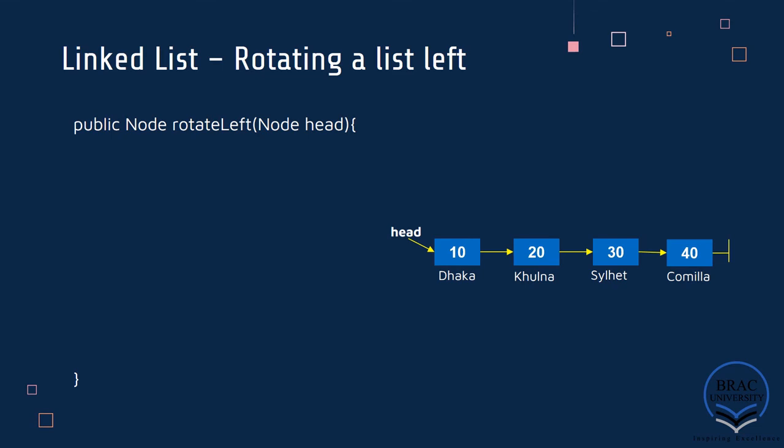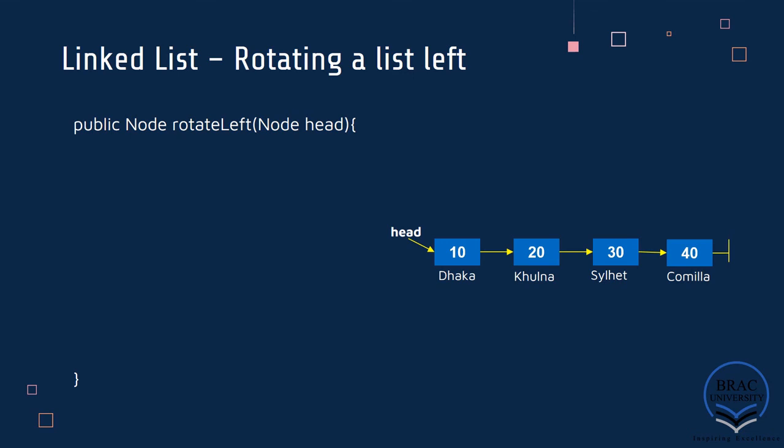I have this following list with 4 elements, 10, 20, 30 and 40, and its corresponding addresses Dhaka, Khulna, Sylhet and Kumilla. If I rotate this list one time to the left, the list will look something like 20, 30, 40, and the last element will be 10. So the element which appeared as the head element will go to the last position and will connect with the last element. Okay, so let's see how we can do this.